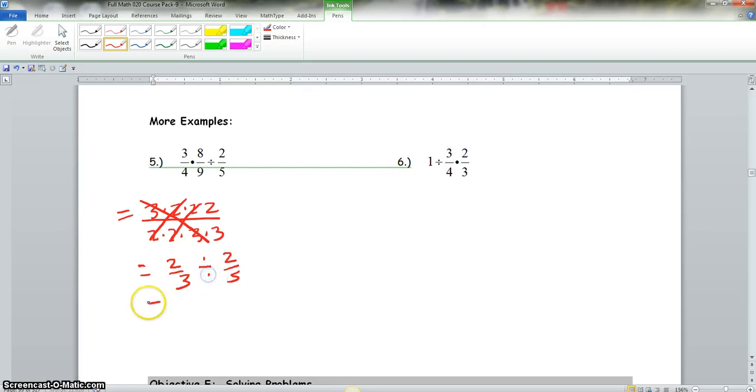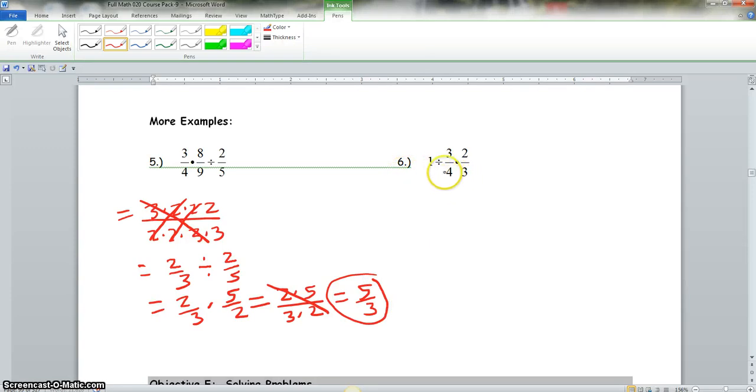So now, 2/3 remains the same. Division becomes multiplication, and we take the reciprocal of the second fraction. Now, we will multiply. We have 2 times 5 over 3 times 2. These two simplify out, and your final answer is 5/3.